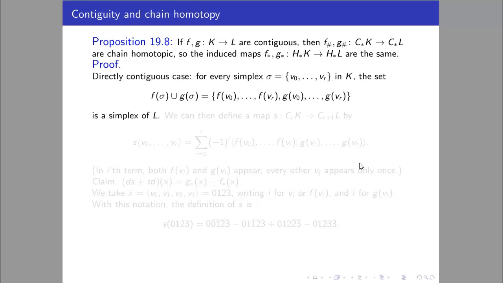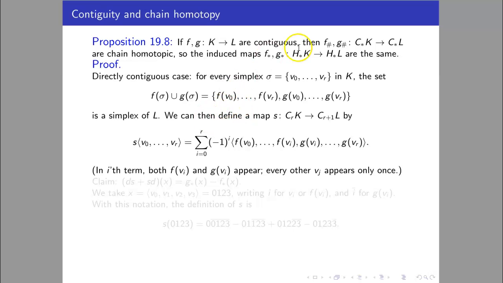So we're going to just do the directly contiguous case first. The indirectly contiguous case follows in a straightforward way by induction based on the directly contiguous case. So we're going to assume here that F and G are directly contiguous. That means, remember, that if we've got a simplex sigma, V0 up to VR, then the union F sigma union G sigma is still going to be a simplex. Of course, that union is FV0 up to FVR, and then GV0 up to GVR, all of those things.